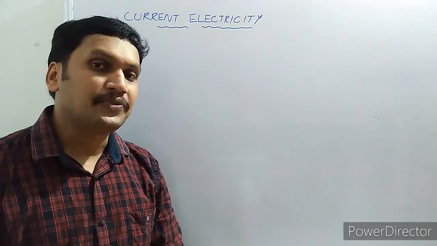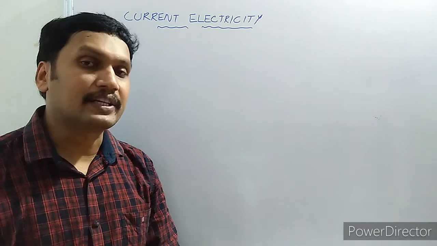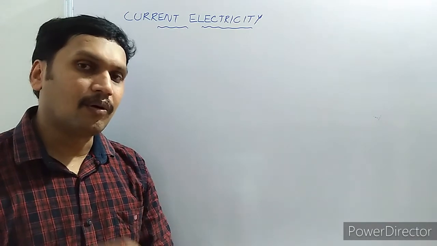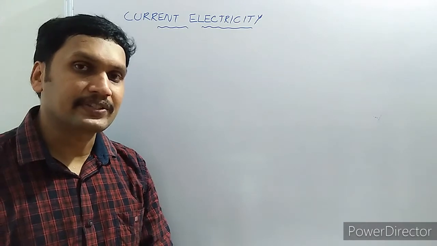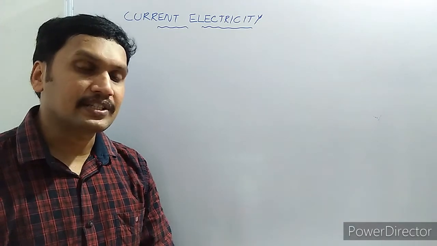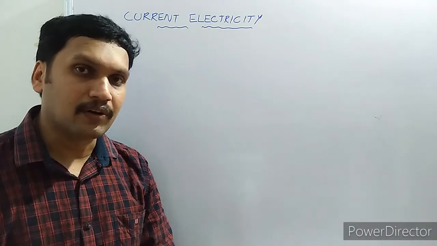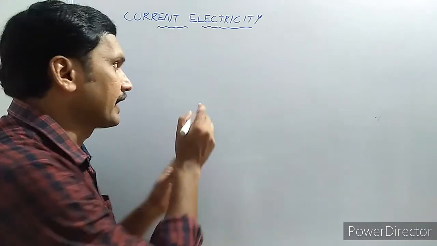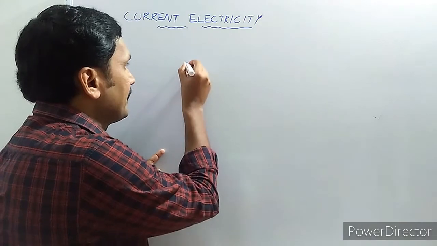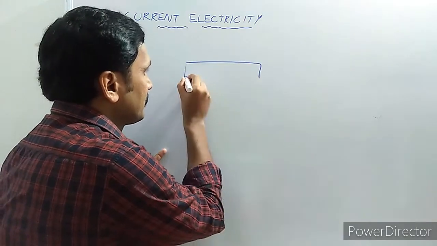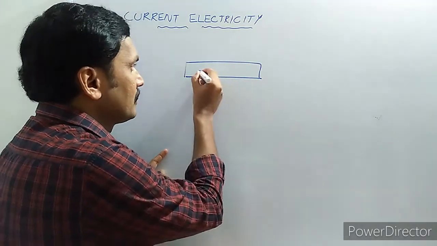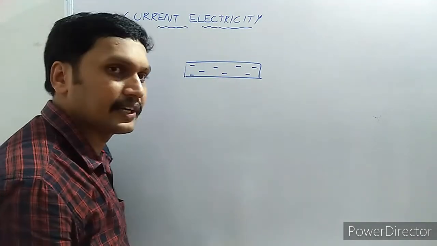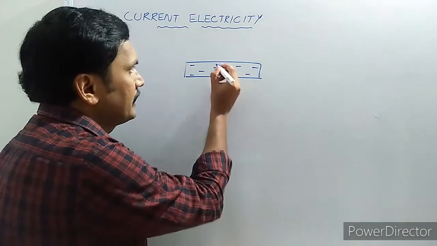But if you apply an electric field to that conductor, all the electrons experience a force in the direction opposite to that of the electric field. Let us see that situation. Here we have a conductor. Suppose this is a metallic conductor. These are the free electrons. We have many free electrons in that conductor. Actually, they are random in direction.